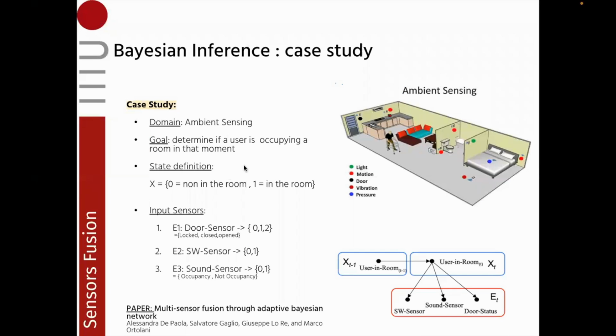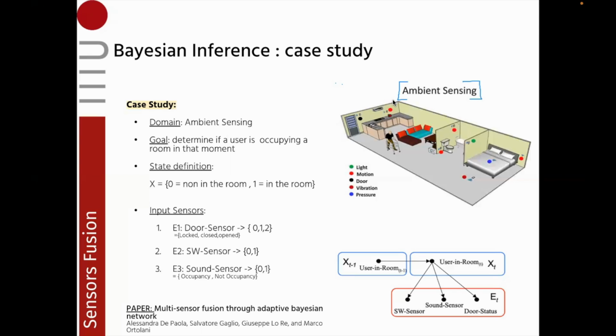A great example of application of Bayesian inference and Bayesian networks in health tech technology is provided in what we call the ambient sensing context. So ambient sensing can be defined as a specific branch of smart assisted living which deals with the detection of a certain context given through a set of sensors placed in an indoor environment.